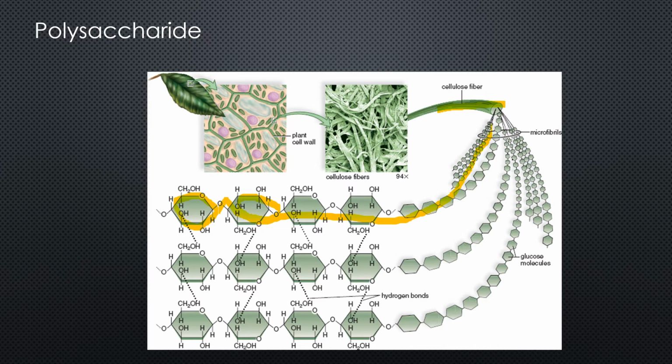So another example of a polysaccharide that I don't have a picture of right here, but is the exoskeleton of insects or of crabs, for instance. There's something called chitin, and that is a polysaccharide that also serves, again, as a structural molecule that's really important, but that is in animal cells.